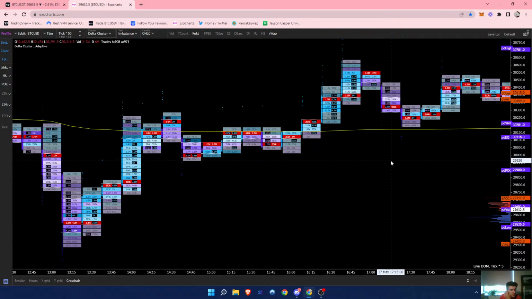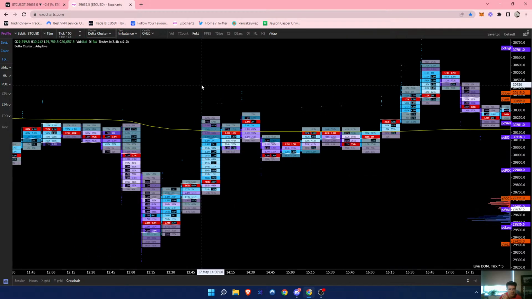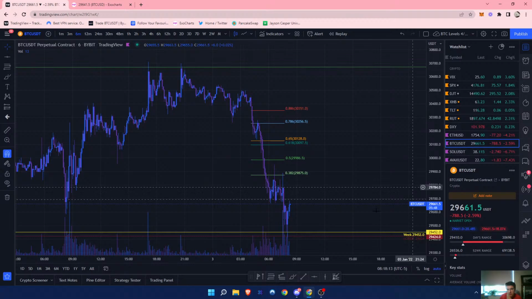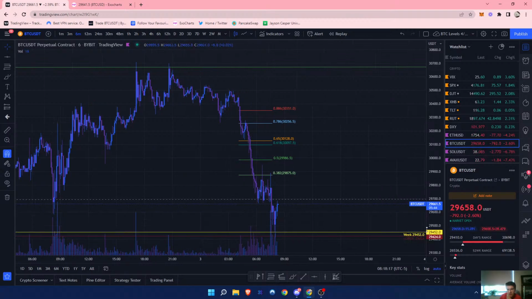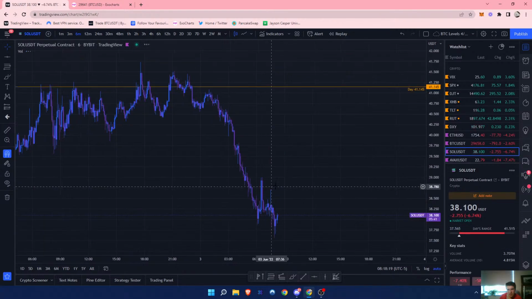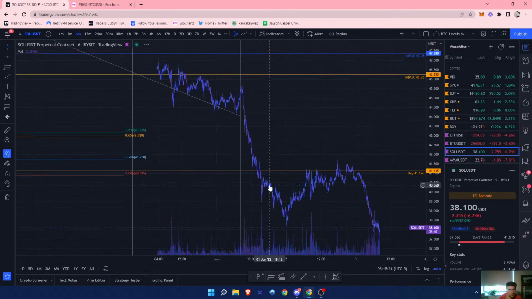But again, that's pretty much it for identifying imbalances. I know there is a lot of confusion in that, and in learning how to read Exocharts. But yeah, we can look at Solana. Right now we're getting a nice bounce off of the weekly. It's 12 minutes before the US Open. It is a holiday, so I'm not really being too picky.